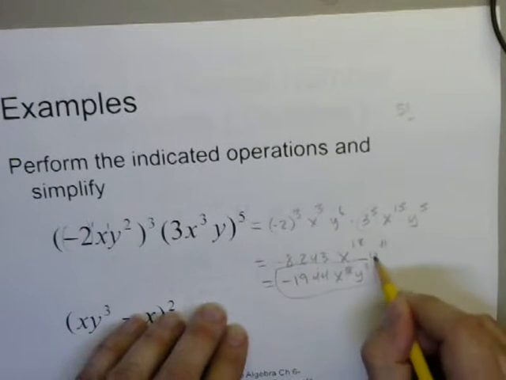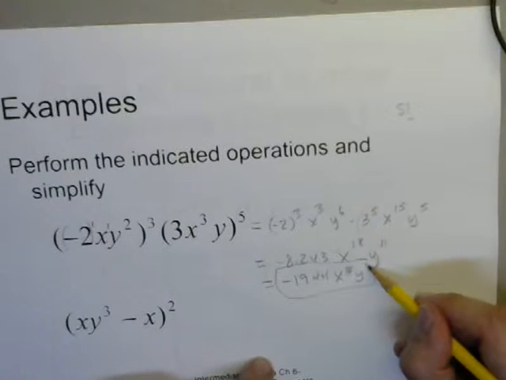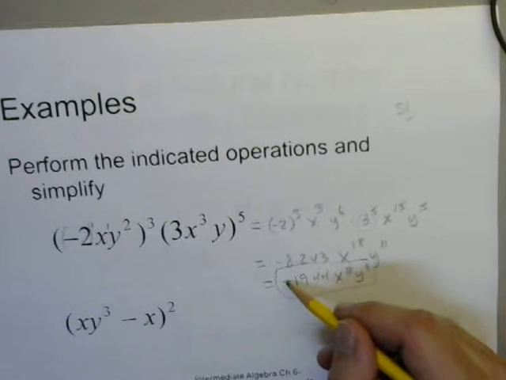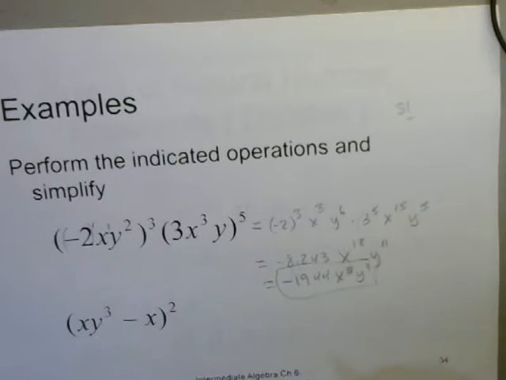And that's as simplified as we can go because the exponents are all positive. I've got 1x raised to a power, 1y raised to a power. It's okay if the coefficient is negative, just as long as the exponents aren't.